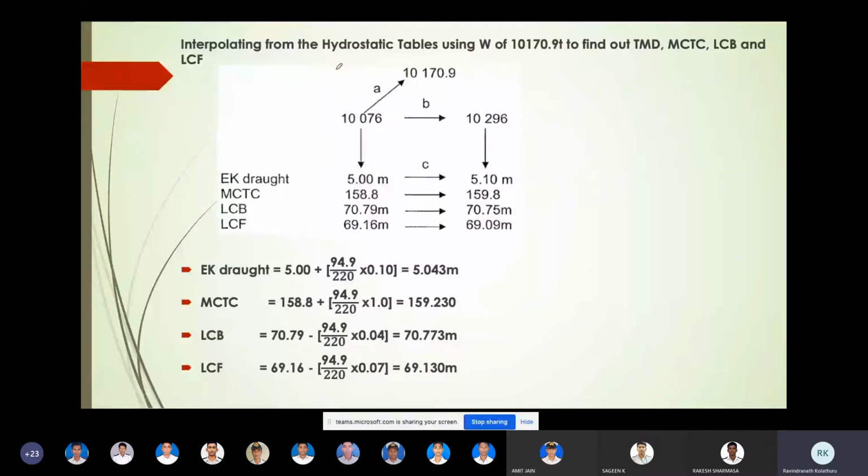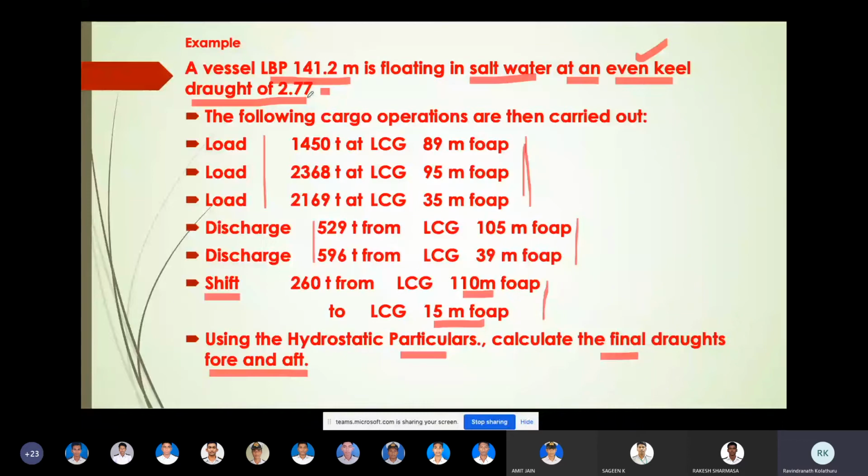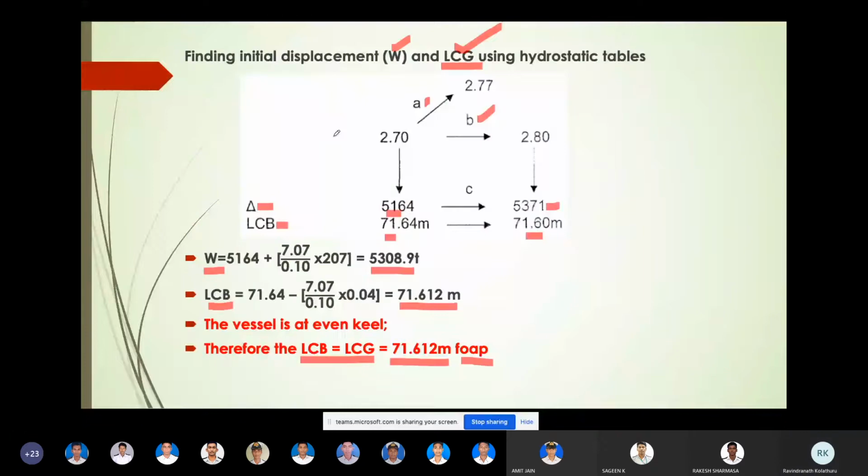With the final displacement, I can again go into the hydrostatic tables and find out my true mean draft. Because what does the question ask? The question says the initial draft is 2.77 even keel. Calculate the final drafts. So I know my initial draft only. With my initial draft I got my initial displacement and initial LCG. With this I worked out, because after that we did loading, discharging, and shifting operations. Then finally I got my final displacement and LCG.